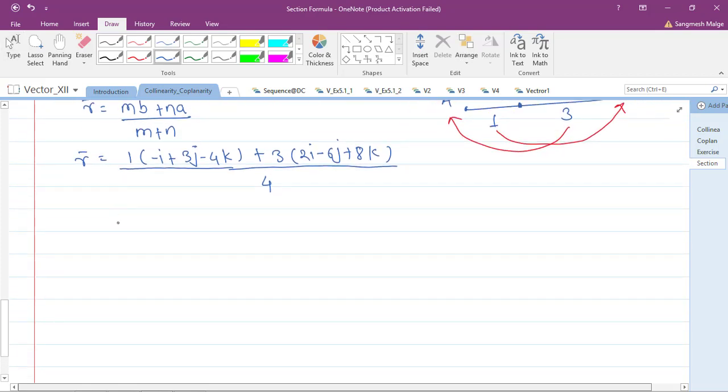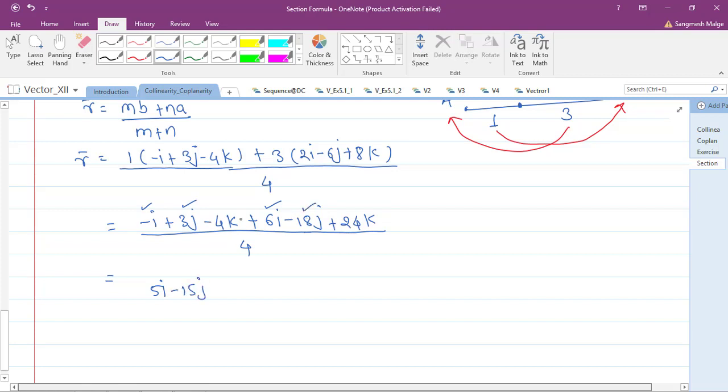Now open the brackets. Let's see what we get. It is minus I plus 3J minus 4K plus 6I minus 18J plus 24K all divided by 4. Now add the same vectors I, J, K. So minus I plus 6I becomes 5I, plus 3J minus 18J becomes minus 15J, minus 4 plus 24 becomes plus 20K, all divided by 4.